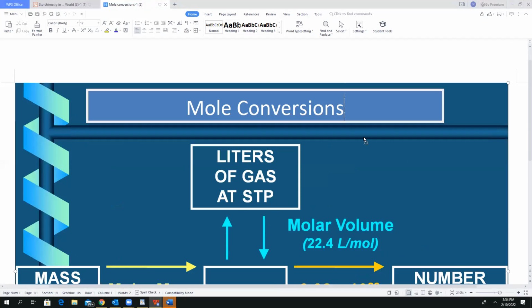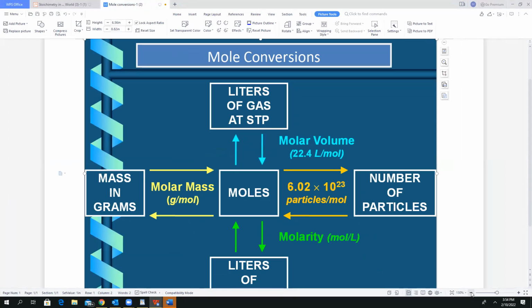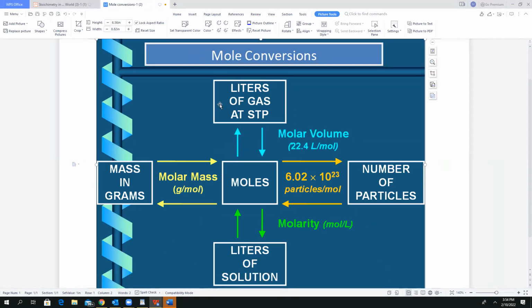So if you look at it, let me make it a little bit smaller so you can see the whole thing. Okay, it's just kind of showing you what is needed to go from moles to mass, from moles to number of particles, from moles to liters of gas, and from moles to liters of solution. And over here, we are about to use this molar volume and the molarity. So we're going to use both of these to figure out the moles with that one problem. So let's go there. Remember this, we can always bring it back up.